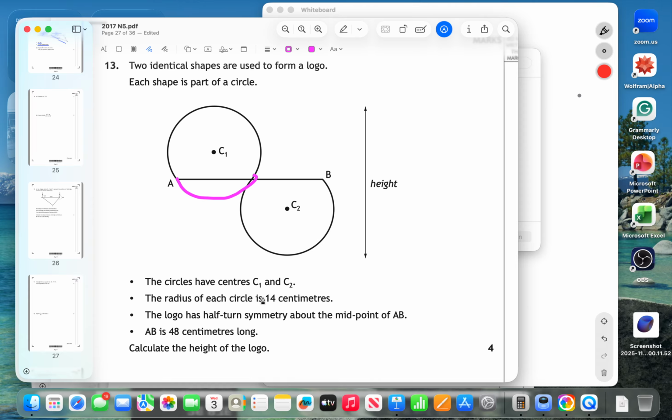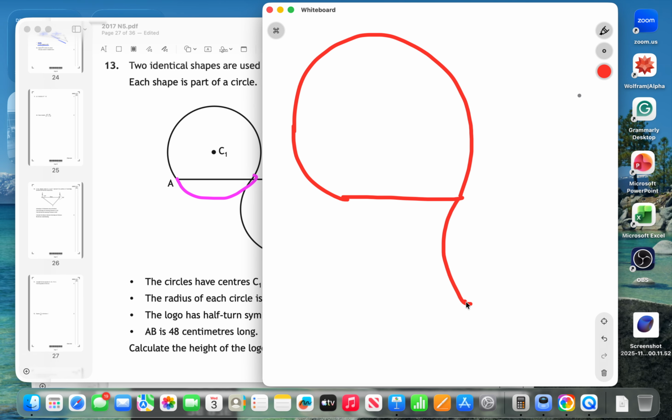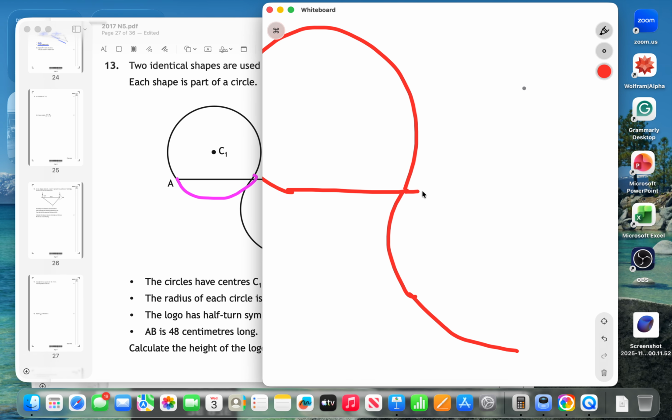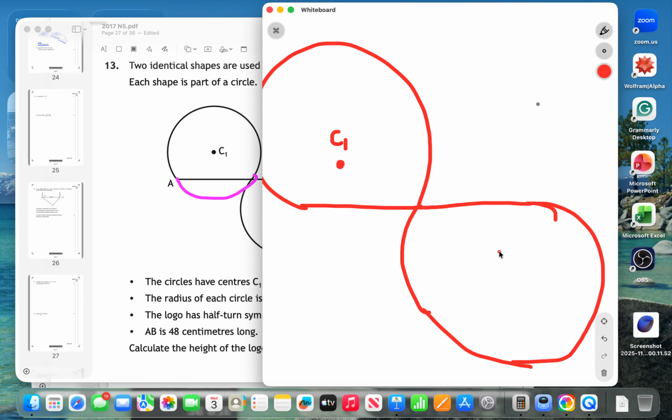The logo has half-turn symmetry, and AB is 48 centimetres. Step 1 is we're going to sketch the shape as it appears, and we are then going to fill in any information we can find either on the diagram or in the question. So centre C1 and C2.